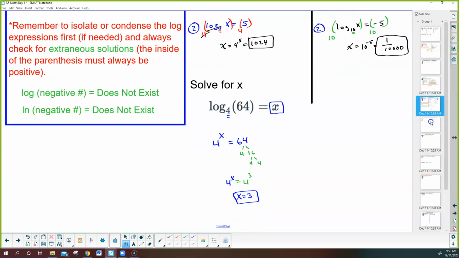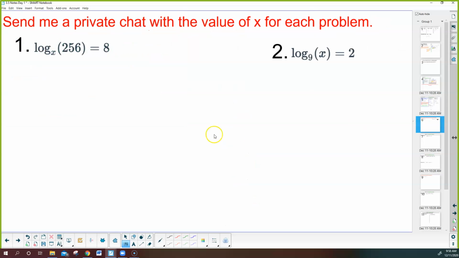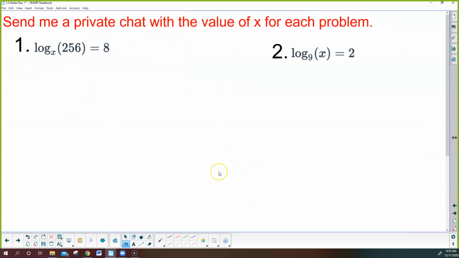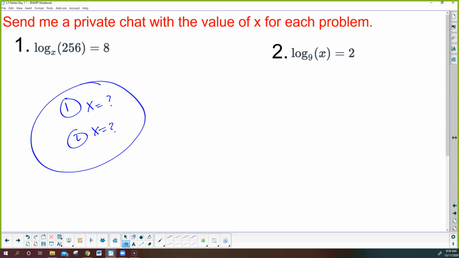All right, I'm going to have you guys do 2 problems, and I want you to send me a private chat with your answers. So all you have to do in the chat is say, number 1, x is equal to this. Number 2, x is equal to this. And then just send that as a private chat. Make sure you don't respond to all, because I want everybody to try this.